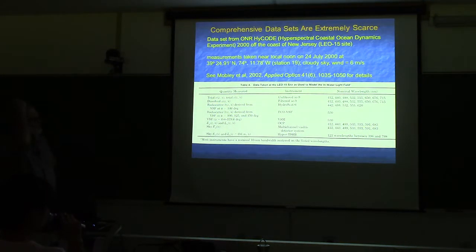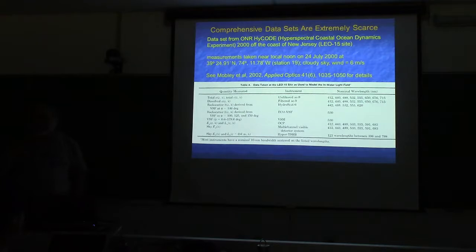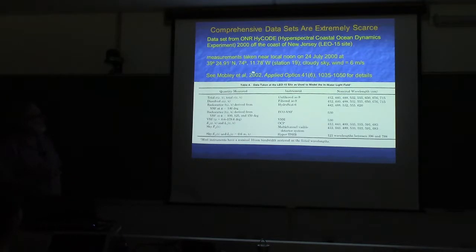So then here's an example of about as close as you're ever going to come to doing this. There was an ONR funded experiment called HyCODE, which stands for Hyperspectral Coastal Ocean Dynamics Experiment. The stated purpose of this program was to understand water leaving radiance, all the things that affect it. And so here's some data taken off the coast of New Jersey, location, it was kind of a cloudy sky, wind speed. And so here's what we had.